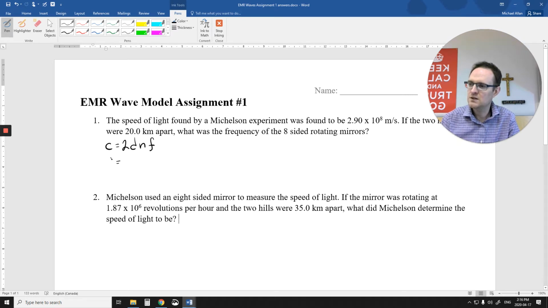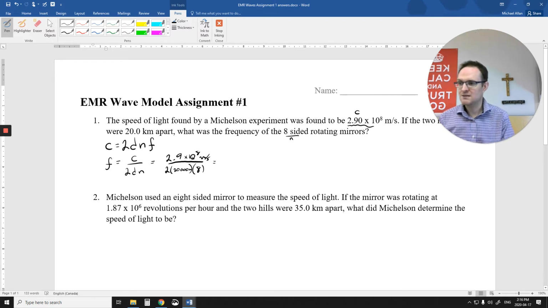So what we know is the speed of light. I'm just going to rearrange this. This is c here, this is N, and they give us the d here. I'm going to rearrange this for f, so I'm going to divide the 2dN over to the other side. We get 2.9 times 10 to the 8 meters per second, divided by 2 times the 20,000. Make sure to change that into meters, and the 8 sides. Because it's meters per second, we're going to get per second as our answer.